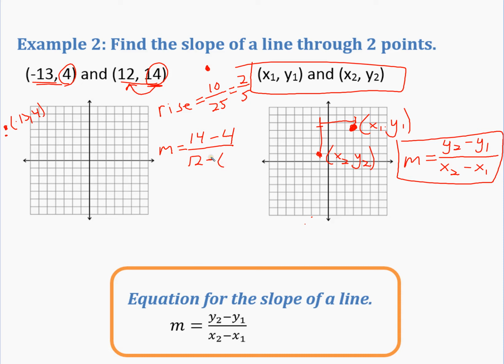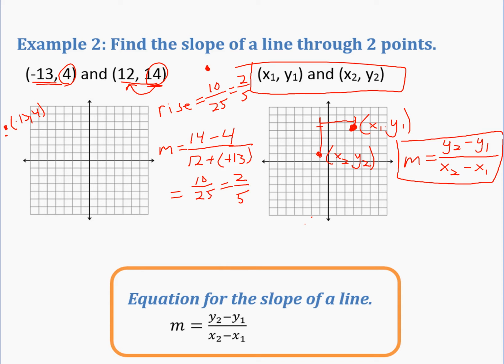Well, x sub 1 was negative 13. And so we have 14 minus 4, which is 10. And 12 minus negative 13, well, minus a negative is like adding. So that's 25, and again, that reduces to 2/5.